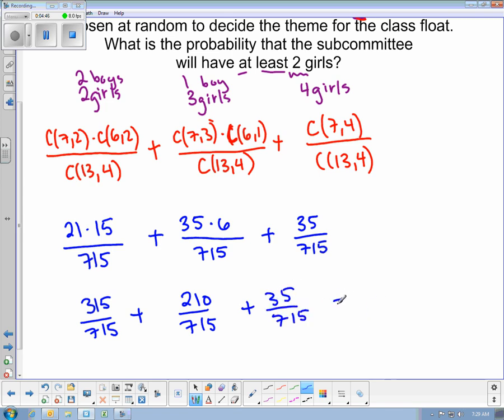So then I need to add all of these up, add the numerators together. And when I add the numerators together, I get 560 out of 715. And I want to turn that into a decimal, which gives me 0.78. So there is my probability for picking at least 2 girls. I have a 78% chance, basically, is what that's saying.